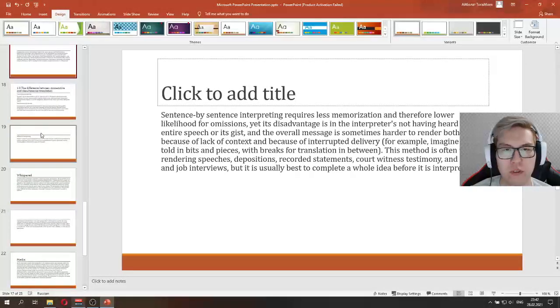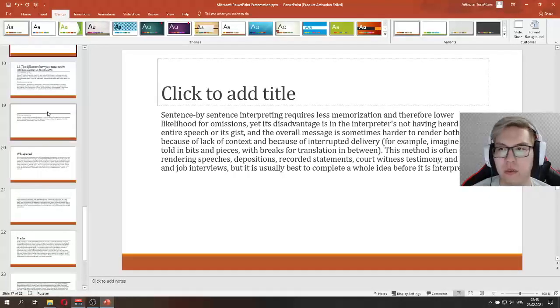Yet its disadvantage is in the interpreter not having heard the entire speech or its gist, and the overall message is sometimes harder to render, both because of lack of context and because of interpreter delivery. For example, imagine a joke told in bits and pieces with breaks for translation in between. This method is often used in rendering speeches, depositions, recorded statements, court witness testimony, and medical and job interviews. But it's usually best to complete a whole idea before it's interpreted.